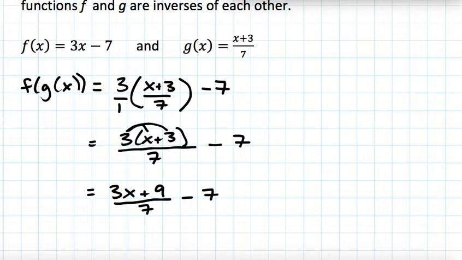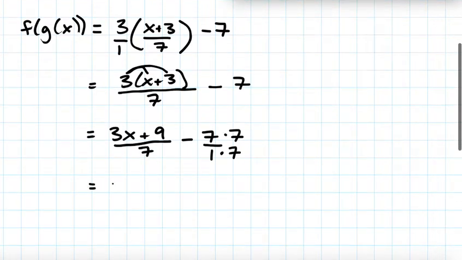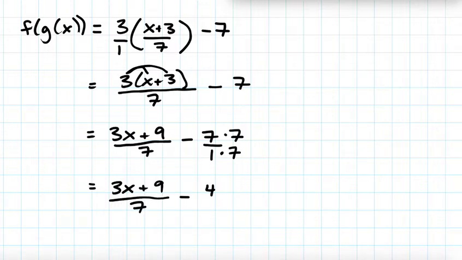Now, what MyMathLab is going to want you to do here is get this as simplified as possible, which means you actually need to do the subtraction. In order to do the subtraction, you need to subtract these fractions, and in order to do that, you need a common denominator. So I need to put 7 over 1, and I need to multiply the top and bottom here by 7 to get a common denominator. So this is 3x plus 9 over 7. Keep that for right now. And then minus 7 times 7 is 49 over 7.